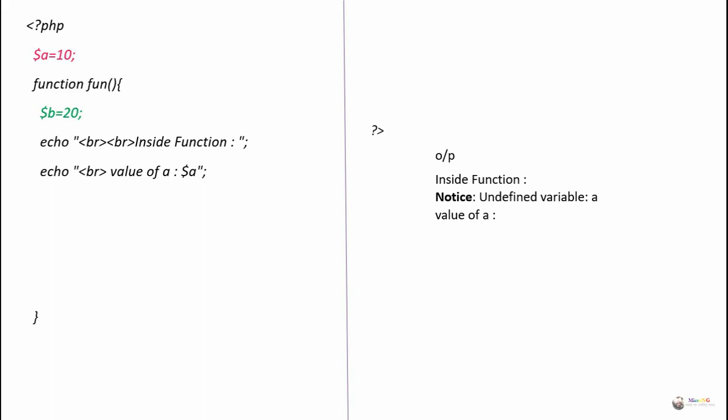In order to access the value of $a, we can use either the $GLOBALS array or the global keyword. We are trying to use $GLOBALS in order to access the value of $a, and it should be indexed with the variable name. The variable name is a. So it will now display the value of $GLOBALS['a'] as 10.